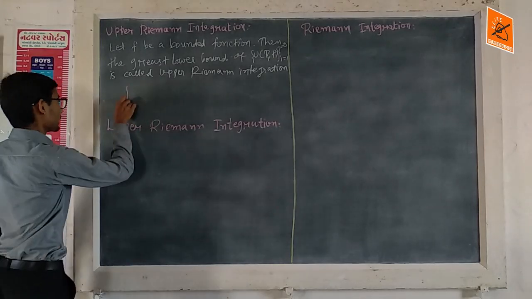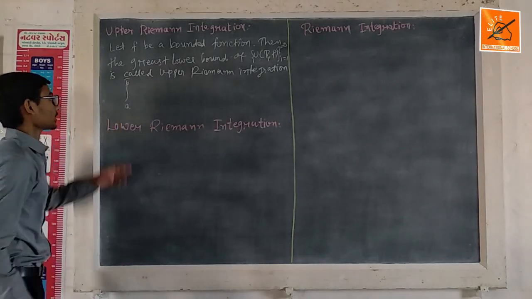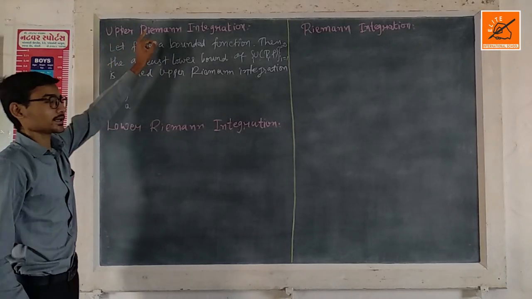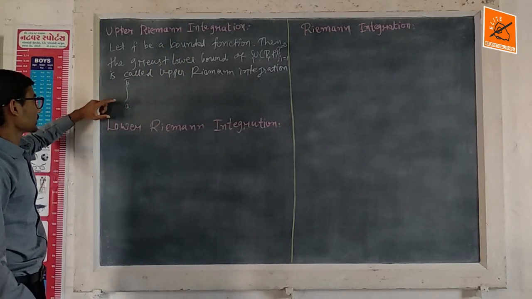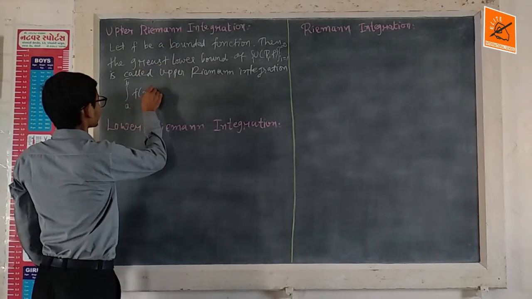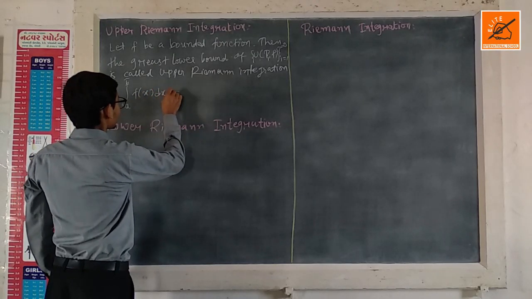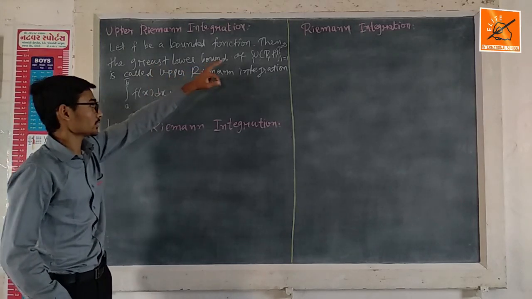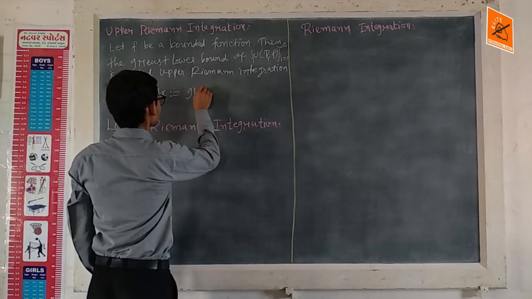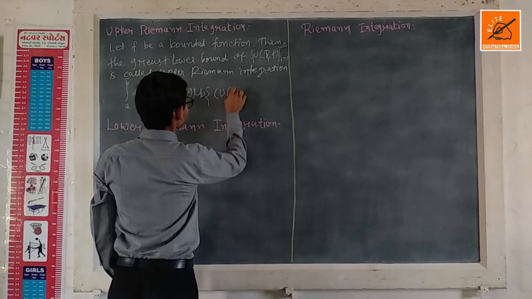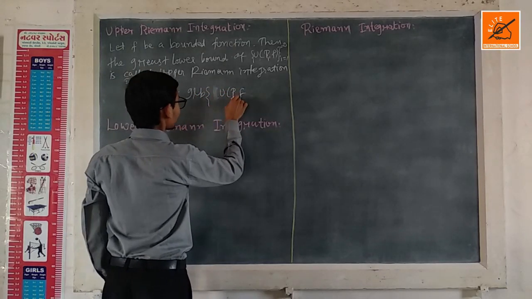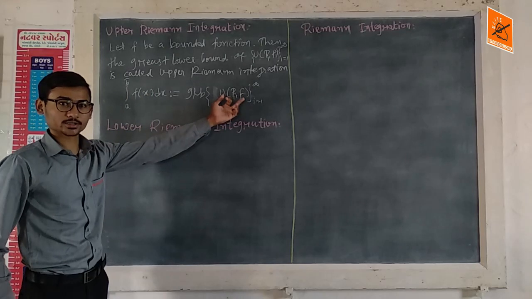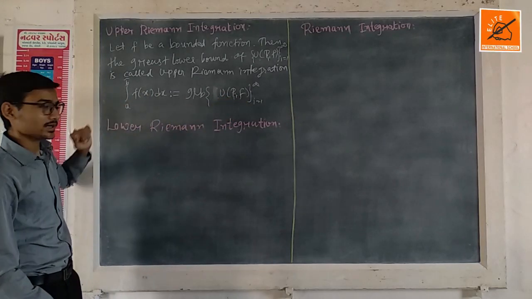And it is denoted by integral from a to b, of course, f is defined on the closed interval [a, b]. Therefore, upper Riemann integration is denoted by the integral from a to b with a bar on top of f(x) dx, and it is defined by definition as the greatest lower bound, GLB, of the set of upper Riemann sums. Then find the GLB of the upper sums, which gives the upper Riemann integral.